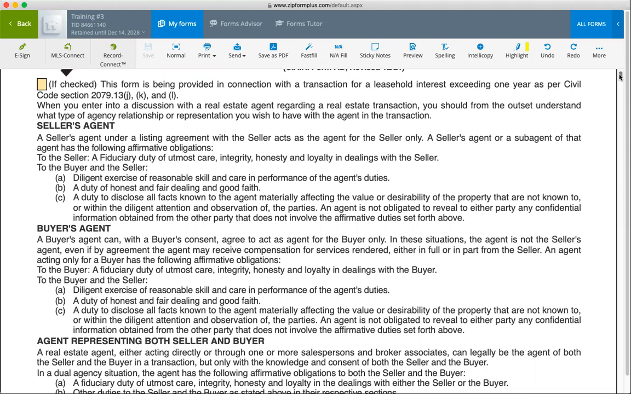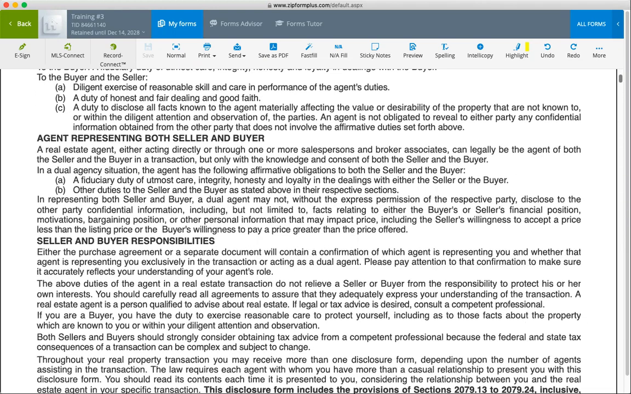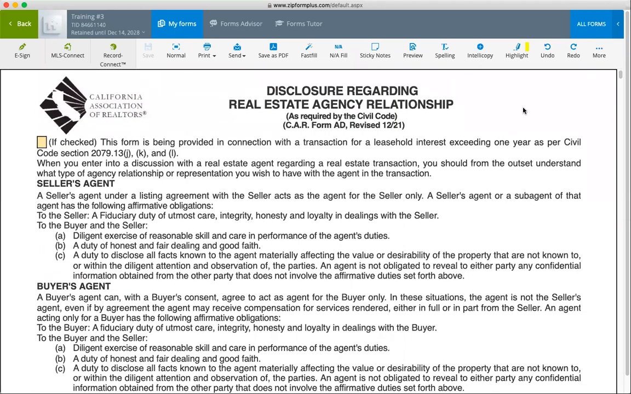And when we're representing a buyer and seller, we have those other duties that are spelled out above, plus a fiduciary duty of utmost care, integrity, honesty, and loyalty in the dealings with either buyer or seller. And the fiduciary duty is like the highest duty one could have. I can compare it to being the trustee for your best friend's child and their childhood trust, or serving on the hospital board or something. It's the highest level of duty that we could have to our clients.